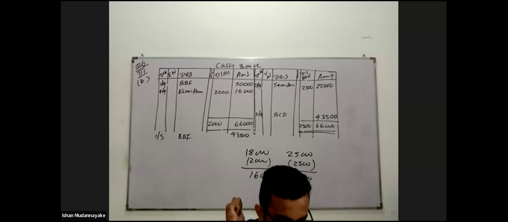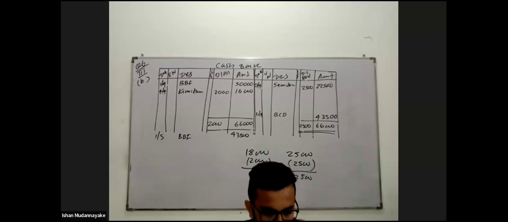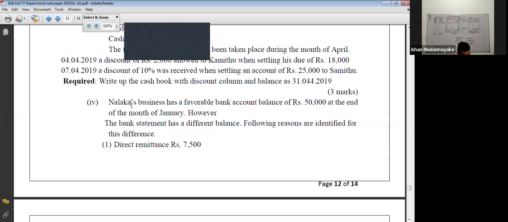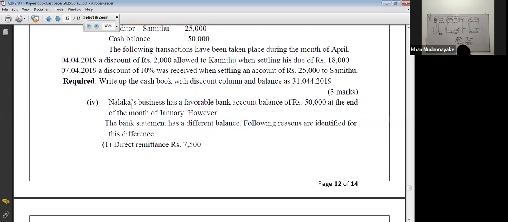Ishaf, look at the last day's recording. Row number 4. Nalaka business has a favorable bank account balance of 50,000 at the end of the month of January. Bank account favorable balance, that is a debit balance. The bank statement has a different balance. Okay, the following reasons are identified for this difference.